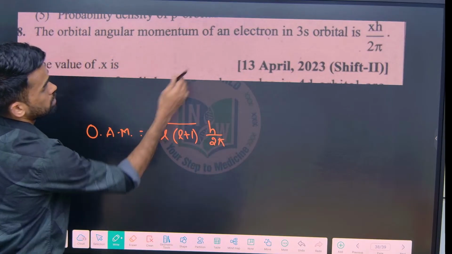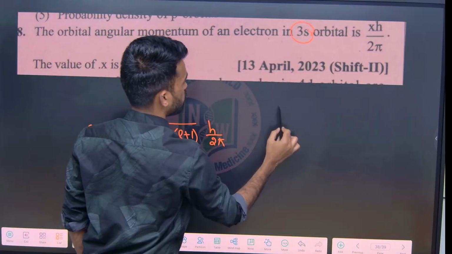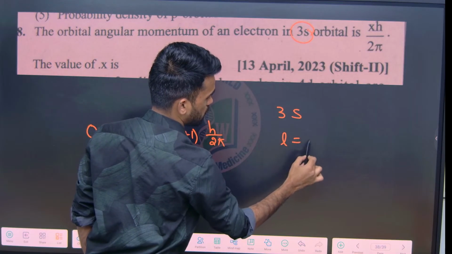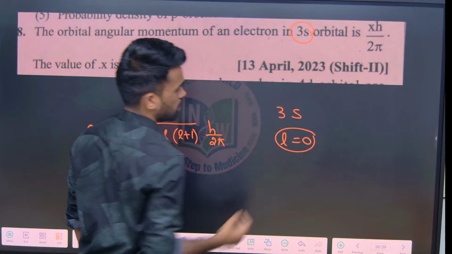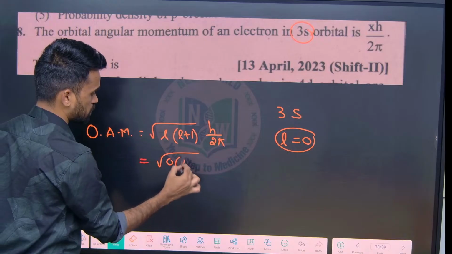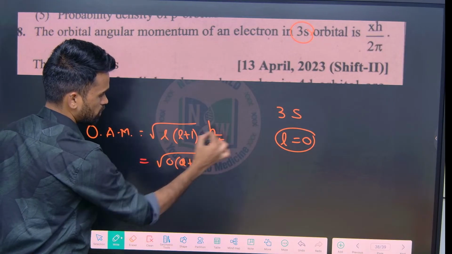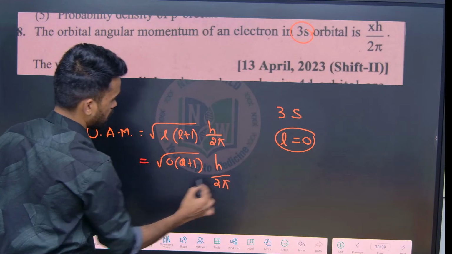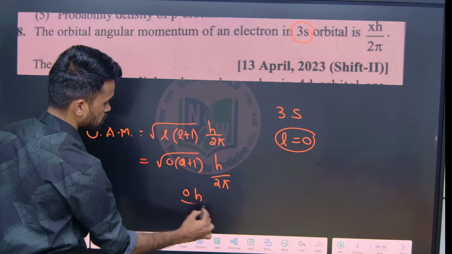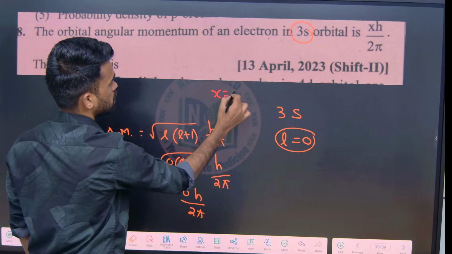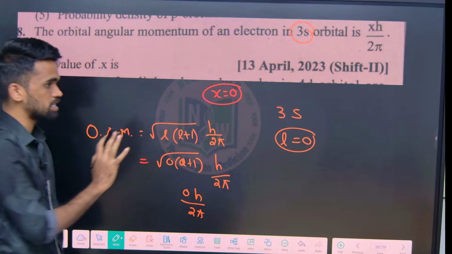Now they are asking for 3s. For a 3s orbital, what is the angular quantum number here? It is 0, no? The l value is 0. So if I take 0 into something, everything becomes 0. So 0 h by 2 pi. You can write the x value as 0 h by 2 pi. So x should be equal to 0. I hope this discussion is clear.